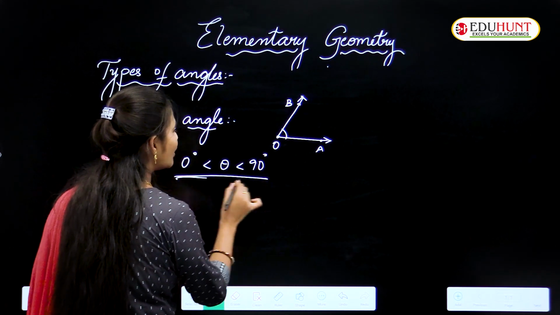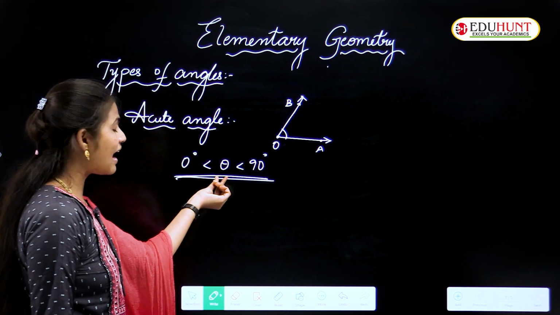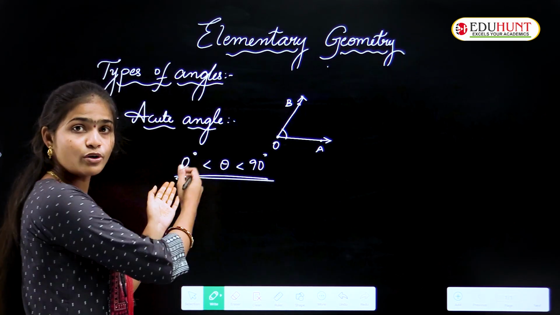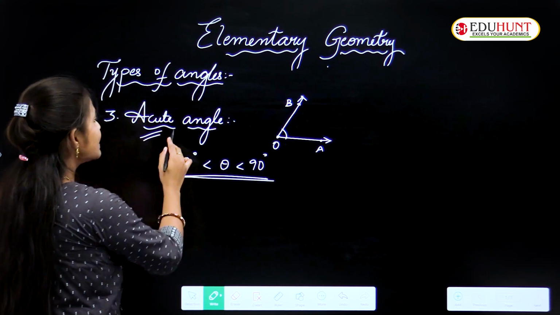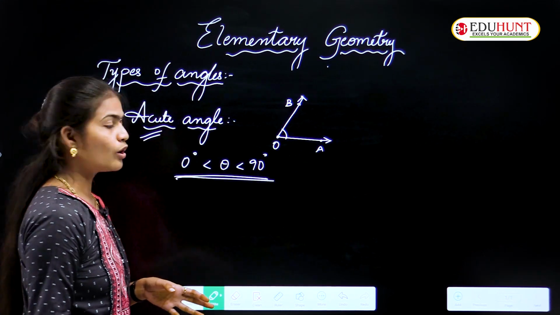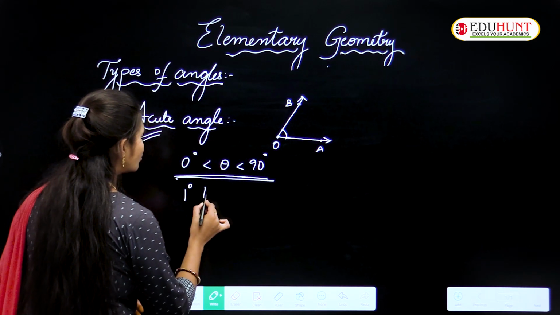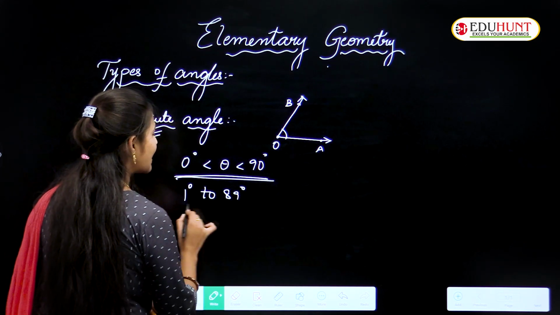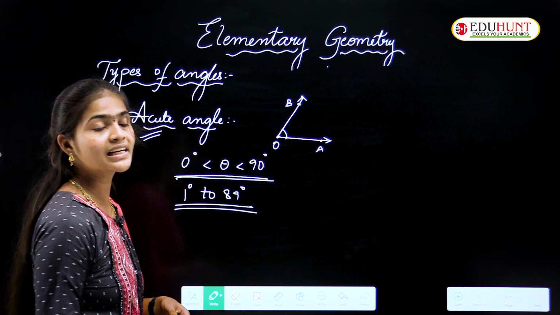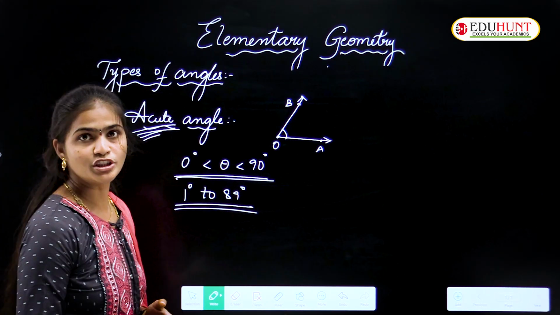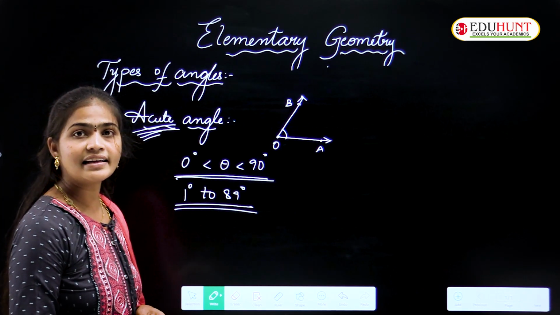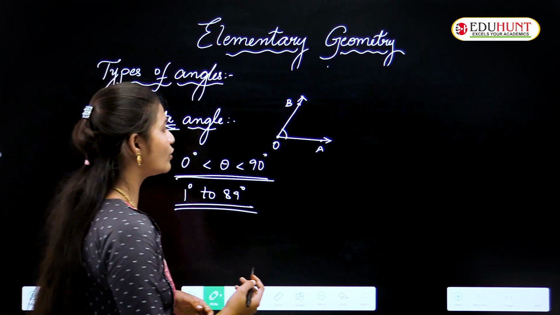So what is the meaning of this statement? It means the angle which lies between 0 degrees and 90 degrees. All those angles we will call acute angles, which means 1 degree to 89 degrees. Any angle with any value in that range we will consider as an acute angle. So what is the definition of acute angle here? The angle which is greater than 0 degrees.